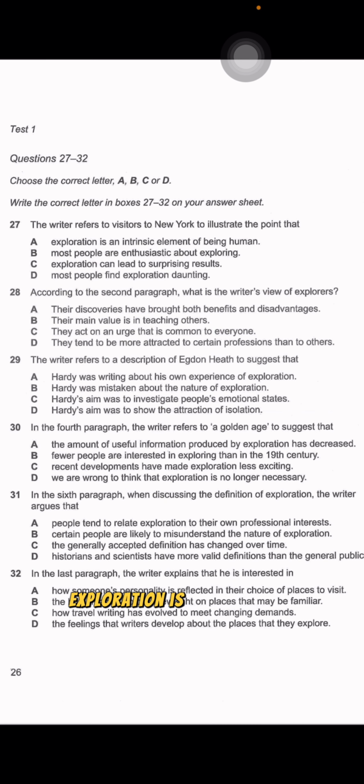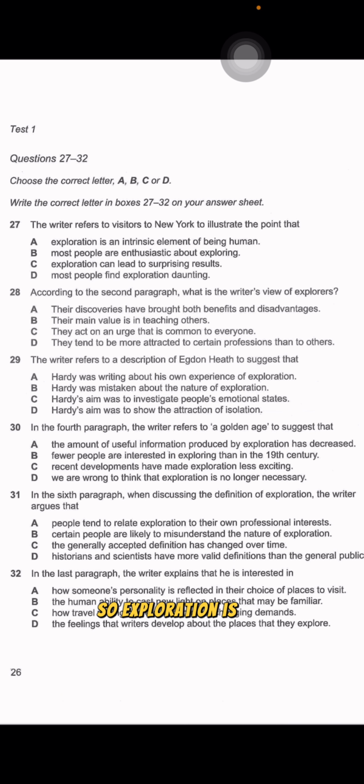Exploration is an intrinsic element of being human. Most people are enthusiastic about exploring. It doesn't say anything about most people, whether they are enthusiastic about exploring or not. Exploration can lead to surprising results. It doesn't talk about exploration leading to surprising results either. Most people find exploration daunting. They find exploration intimidating. No, not at all.